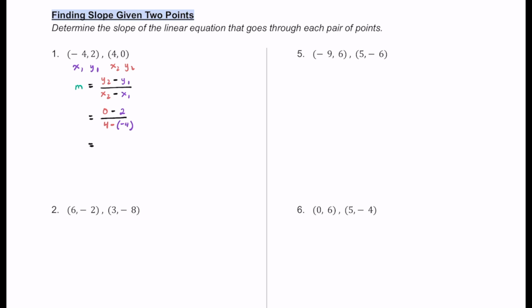On the top here, 0 minus 2 is going to equal this -2, and in the denominator here, 4 minus -4, that's going to equal +8. So this -2 over +8 is going to result in saying the slope is going to be -1/4. So that's the slope for number 1.